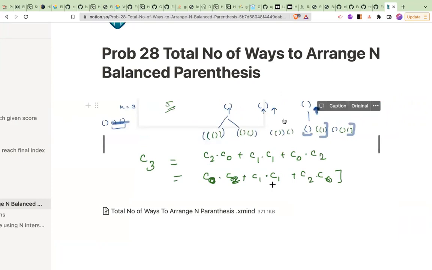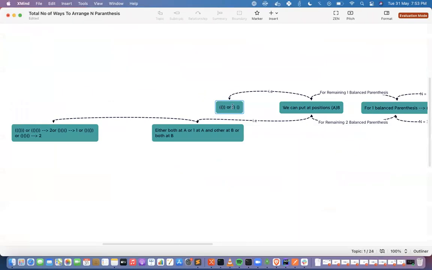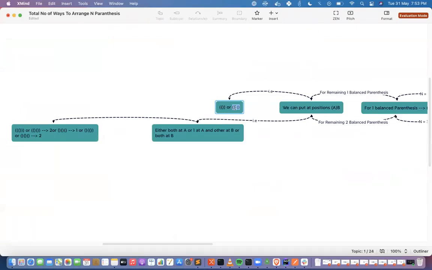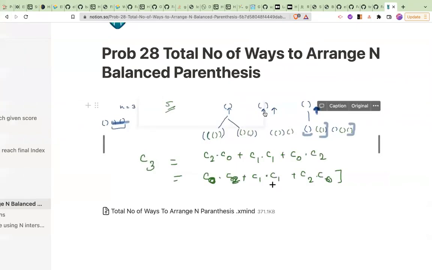Basically, the objective is that at whatever position you are placing, either at A or B, it should be balanced. For example, when I place this one at position A, because I split it, I split this into one and one. So whenever I'm placing, I'm placing a balanced parenthesis inside it, and here also a balanced parenthesis.